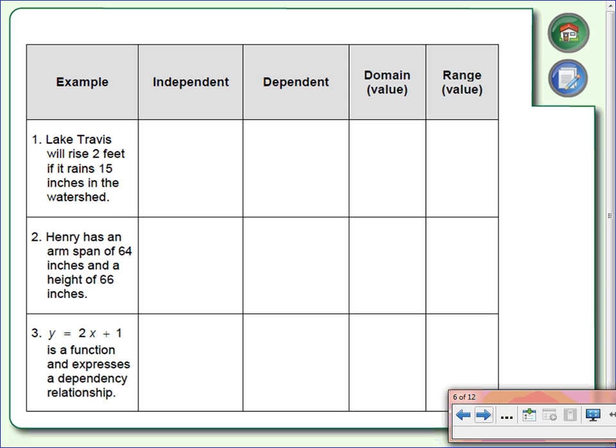Now, down at the bottom, you've got a little table that we're going to fill out. Now, we just got through saying that independent was what? The x or the y? Independent, x. Dependent is the y.